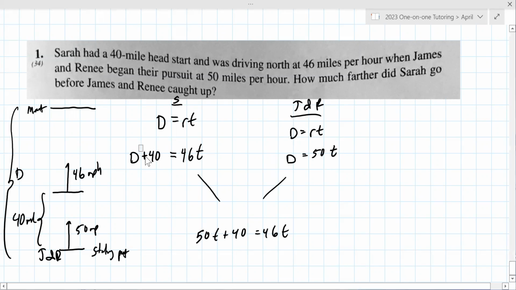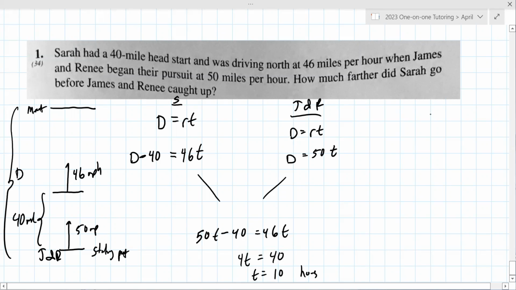Sorry, this is the wrong sign here. This should be minus 40, because they've already gone the 40. Sorry, that's a big mistake there. So you subtract 46T from both sides and you get 4T equals 40, so T equals 10 hours.